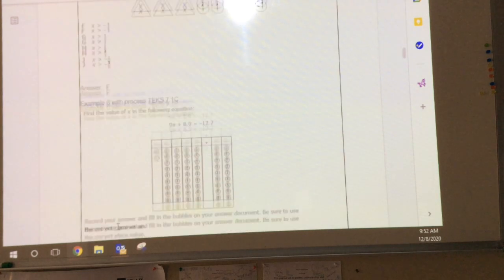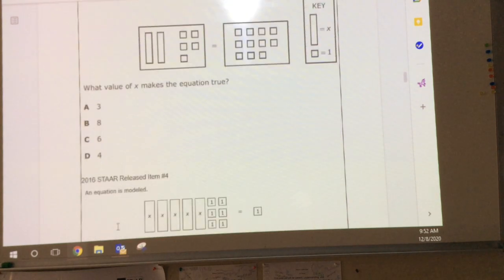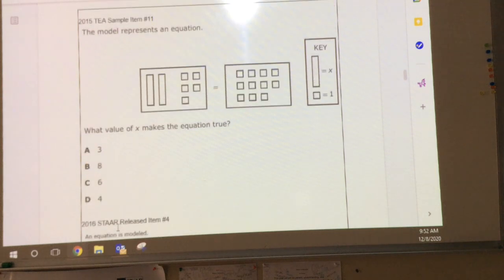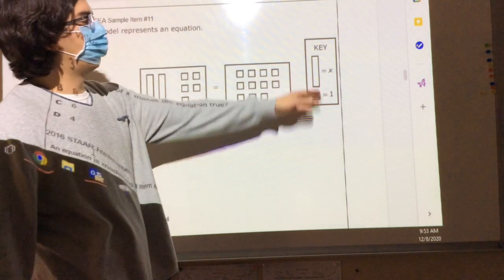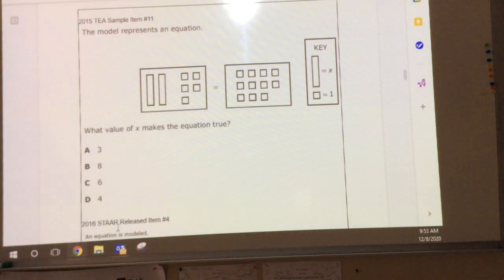We're not looking at inequalities yet. Okay, how about this one? Can anybody set up this equation for me? I'm giving you the model here. Can any of you set up this equation? Give me a second to look at it first. Take a look at it for a second.